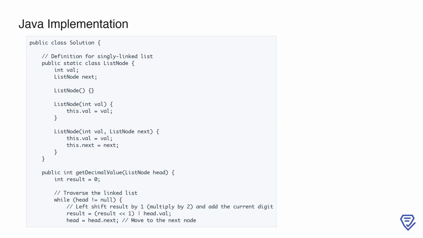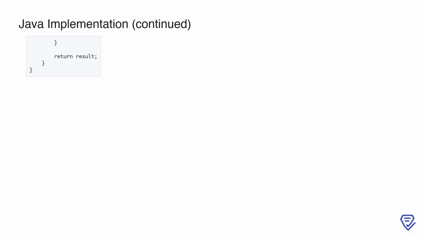We then start traversing the linked list using a while loop, which continues as long as the current node, head, is not null. The key operation inside the loop is to left shift the value of result by 1, which is equivalent to multiplying it by 2, and then add the current node's value using the bitwise OR operator. This effectively appends each binary digit to the result as we iterate through the list. After processing the current node, we move to the next node in the linked list by updating head to head.next. This ensures that the loop continues until we've traversed all nodes.